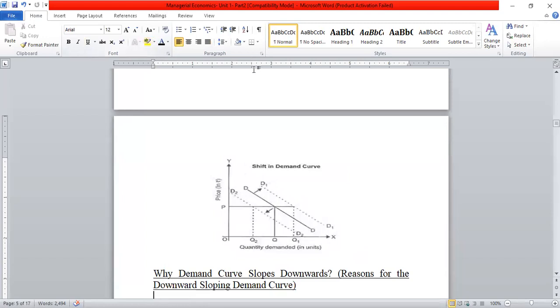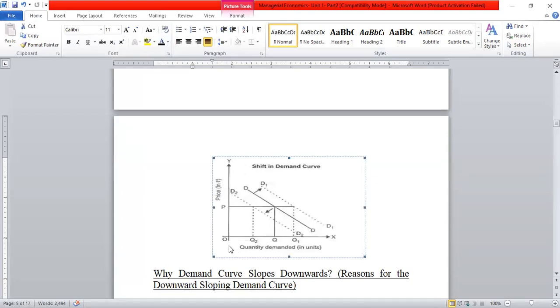Here you can see from this graph that first we draw a demand curve DD. Have you seen this? And from this, the demand curve moves to the D1 curve. Here, the shift in demand is upward. In this case, the demand increases. In this case, the quantity demanded increases.